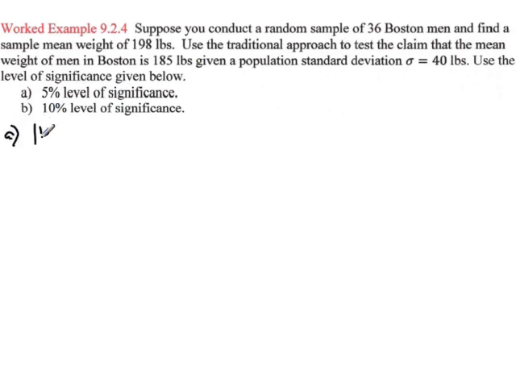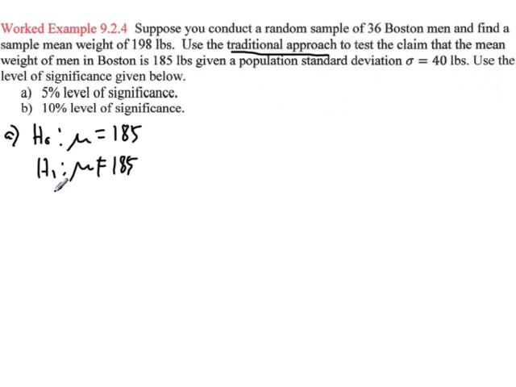So we start off by stating the null hypothesis, which is that the mean weight is 185. The alternative is still that it's different. What's different in this problem is we're asked to use a traditional approach, meaning we're going to compare t or z-scores with critical values as opposed to comparing probabilities.